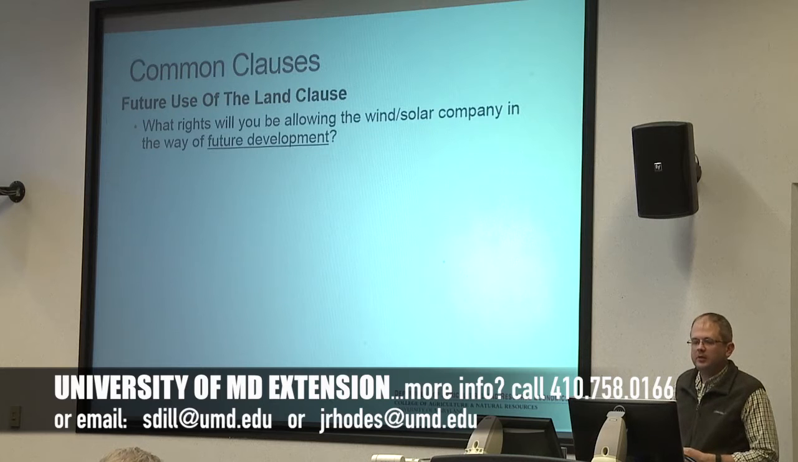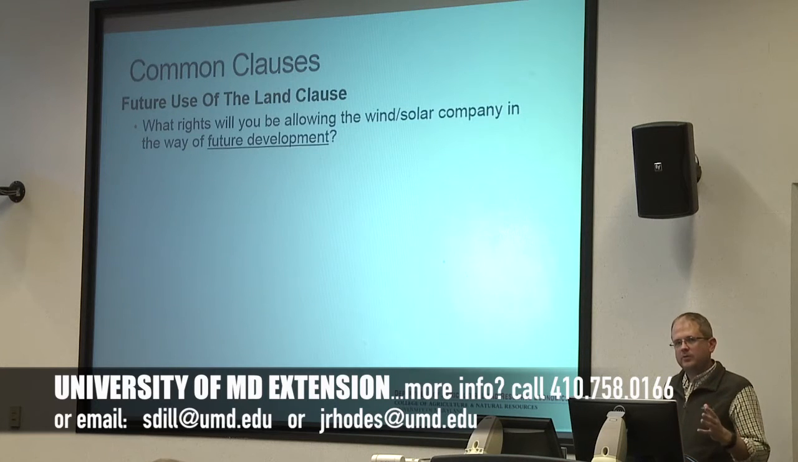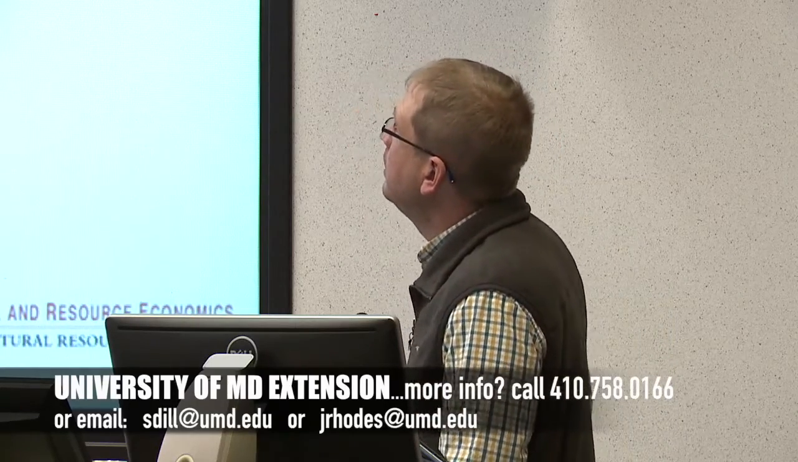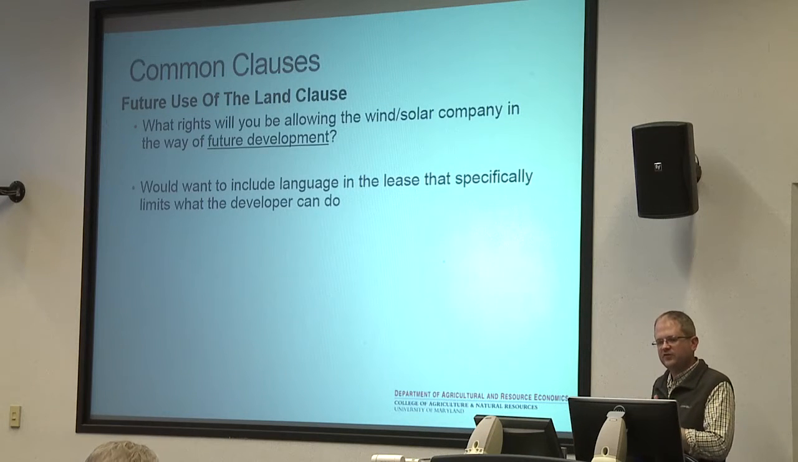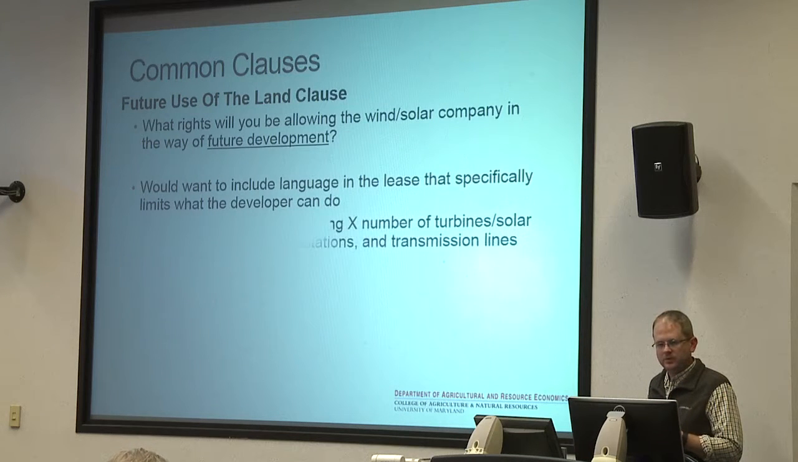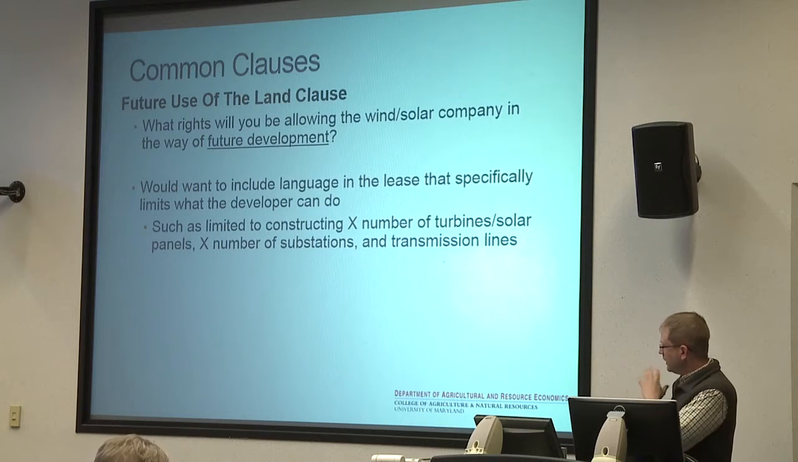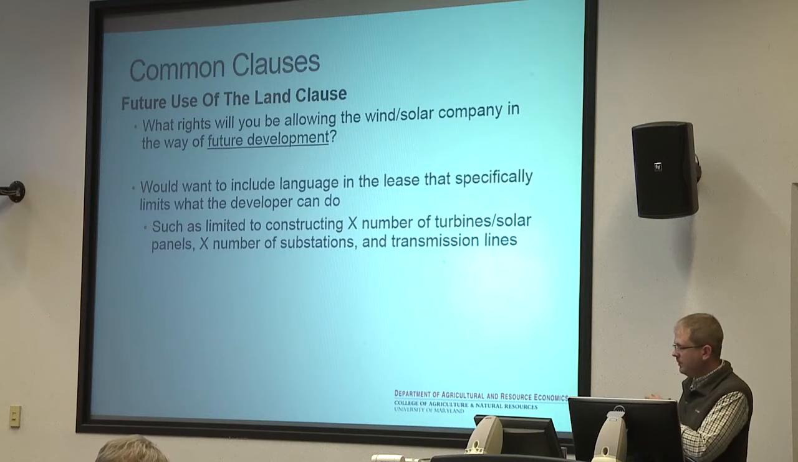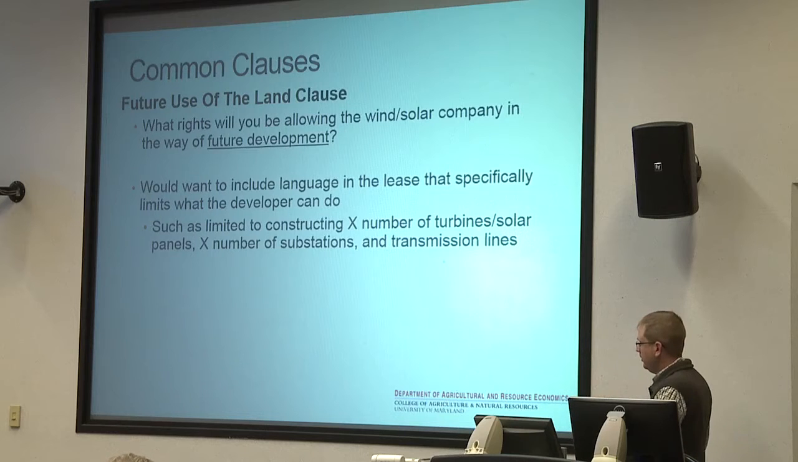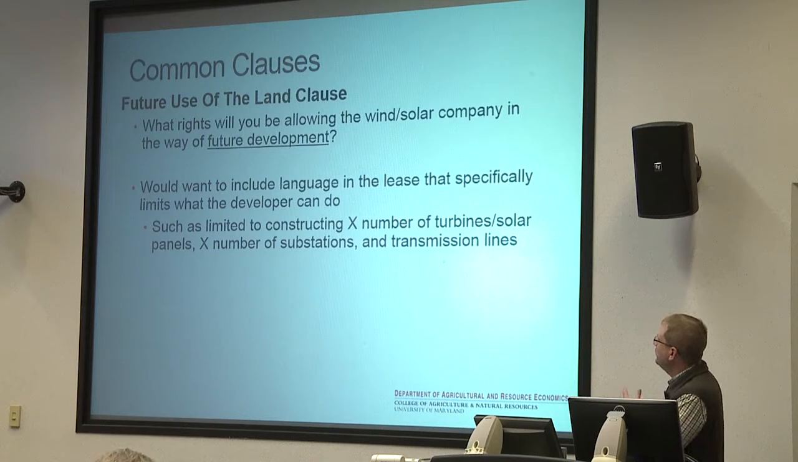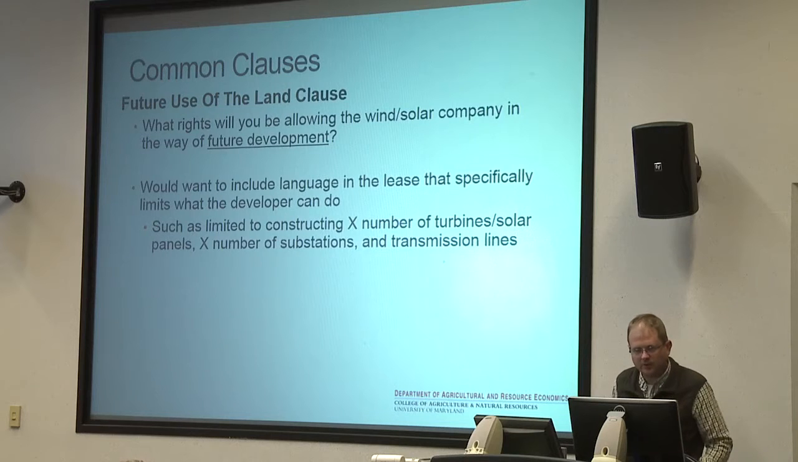Future use of the land clauses. What rights are you willing to give up to develop this property? You may be giving up rights to develop it. The language may specify what limits you can actually do with the property and what the developer can limit you to. Oh, I got ahead of myself. So it may actually limit the developer. So the developer may actually be able to limit how many turbines, how many panels, whatever they're going to put on the property. So they may tell you automatically they're only going to put so many on, so many substations, and how many transmission lines they're going to run across the property.